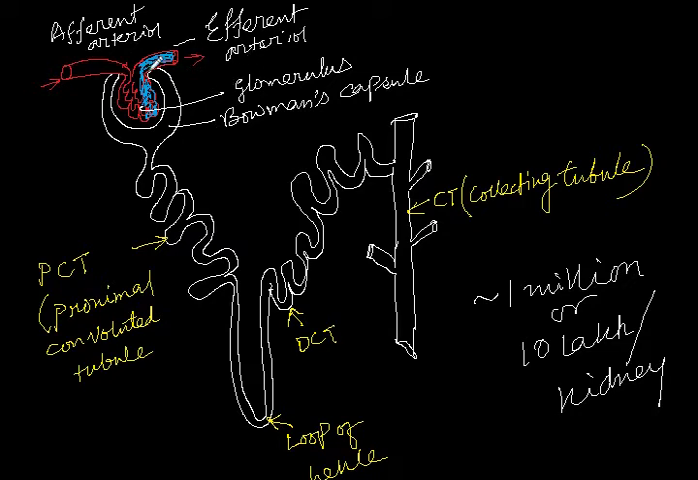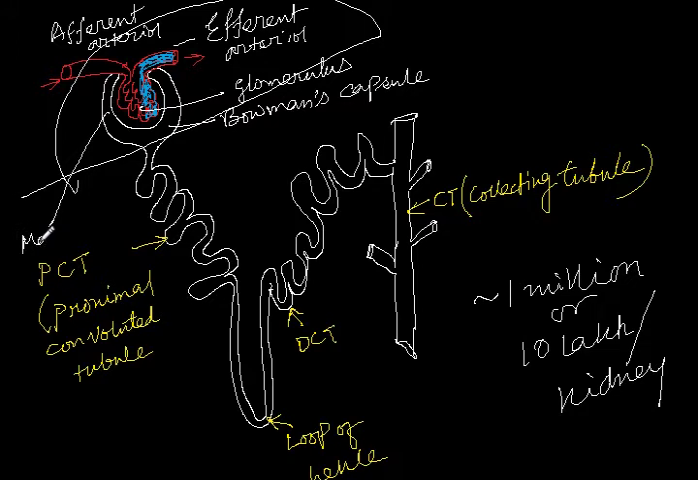The nephron is composed of two basic parts. The anterior, globular part is known as the Malpighian corpuscle. And the latter part is known as the nephric tubule.